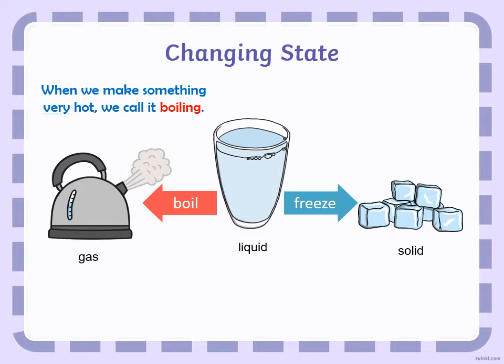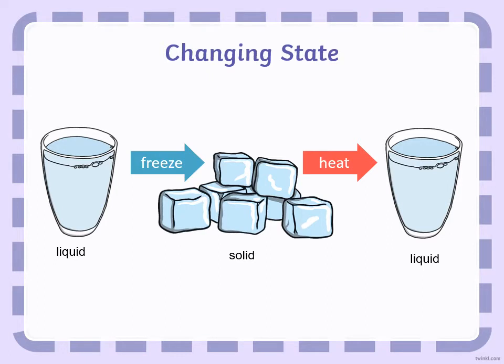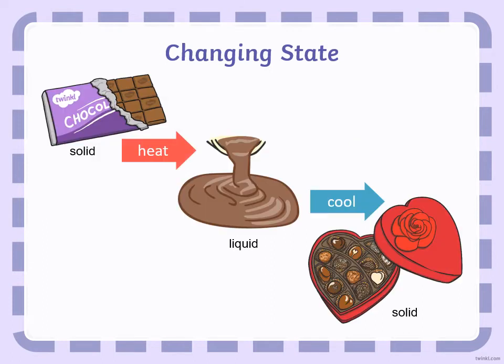When we make something very hot, we call it boiling. Here you can see that a liquid can freeze to a solid, then through heat become a liquid again. Here we have a solid bar of chocolate. If we heat this bar of chocolate, it becomes a liquid chocolate. If we then cool the chocolate again, it becomes a solid.